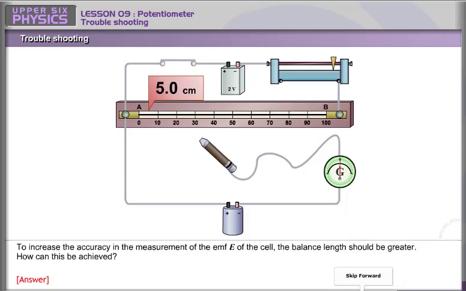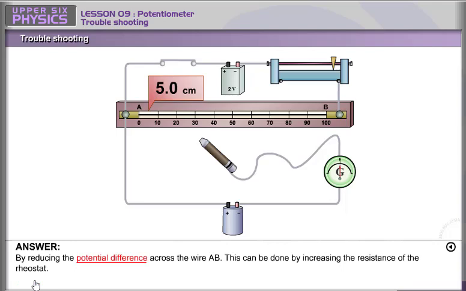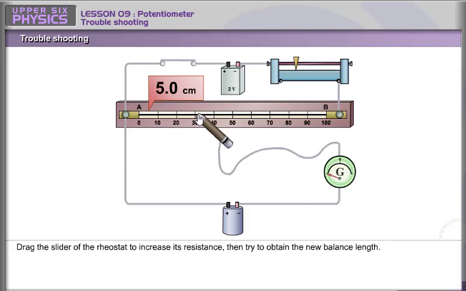To increase the accuracy in the measurement of the EMF E of the cell, the balance length should be greater. How can this be achieved? Answer. By reducing the potential difference across the wire AB. This can be done by increasing the resistance of the rheostat. Drag the slider of the rheostat to increase its resistance. Then try to obtain the new balance length.